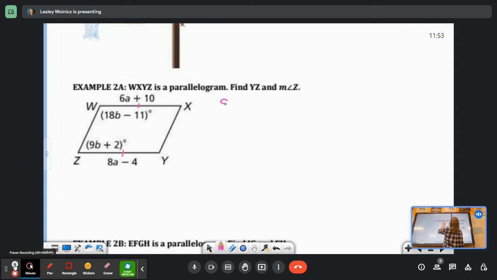So I know that 8A minus 4 has to be equal to 6A plus 10. So subtract away the 6A from both sides, and I get 2A minus 4 equals 10. Add the 4 to both sides, and I get 2A equals 14. So whichever one of you math wizards said that A was 7, you are correct. It was Jason. Okay, good job.